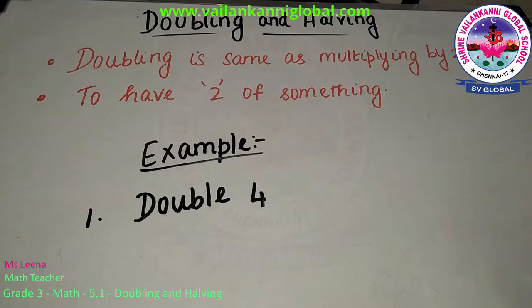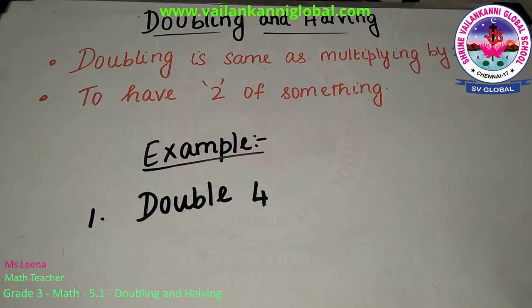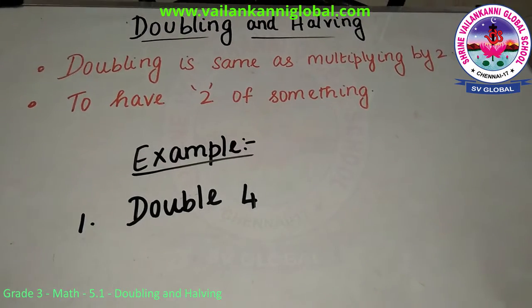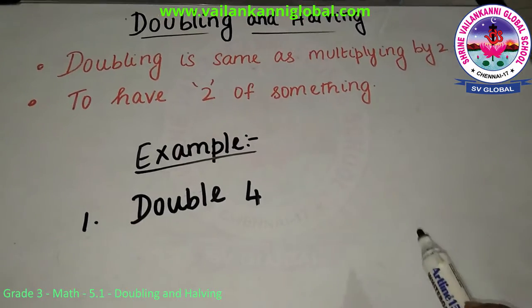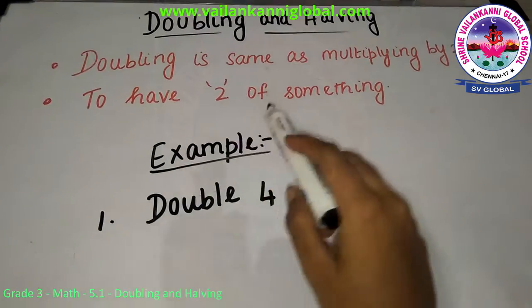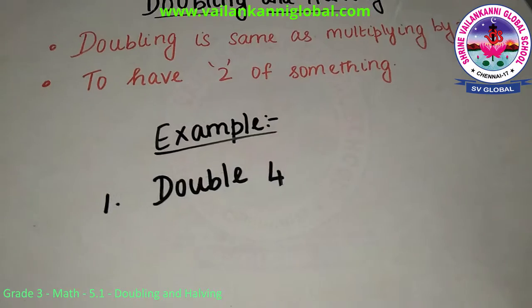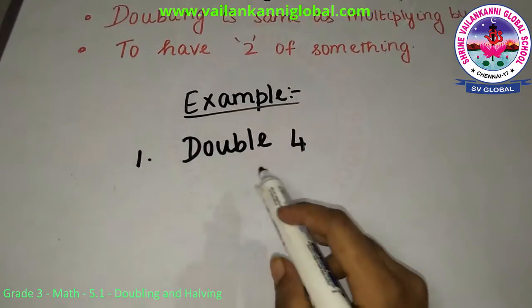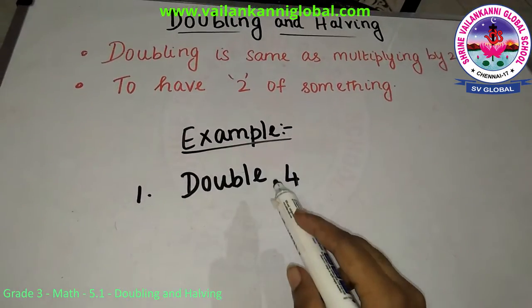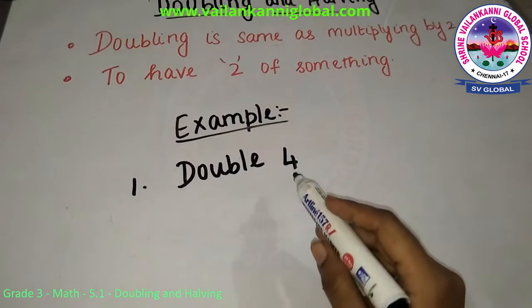Today we are going to learn about doubling and halving. Doubling is the same as multiplying by 2, or having 2 of something. So what does this mean? For example, they are asking you to find the double of 4. I told you it is the same as multiplying by 2.